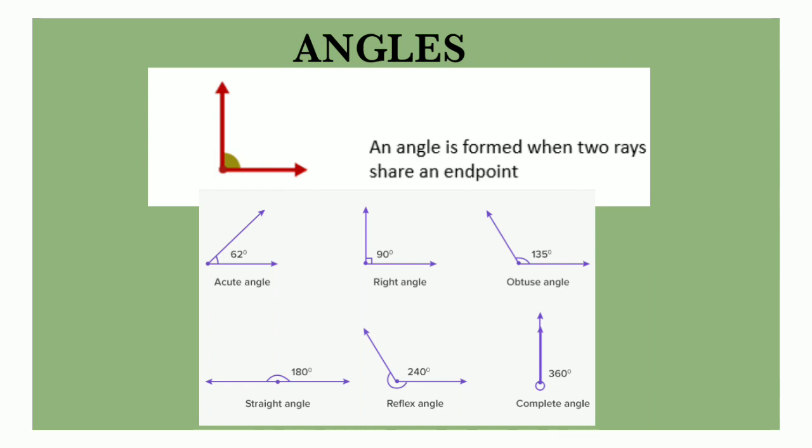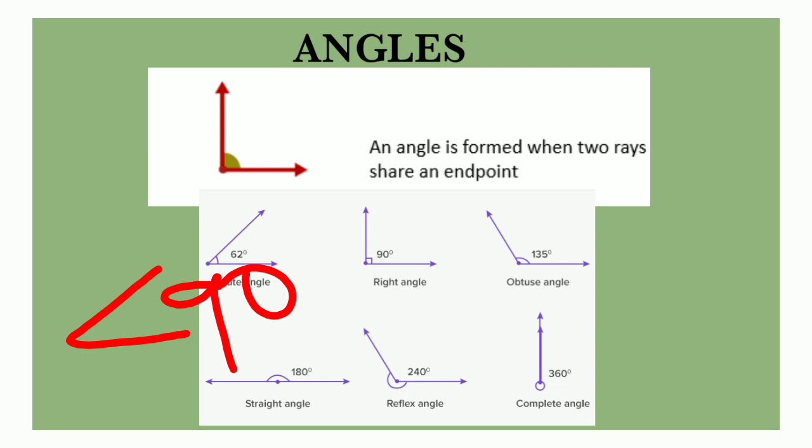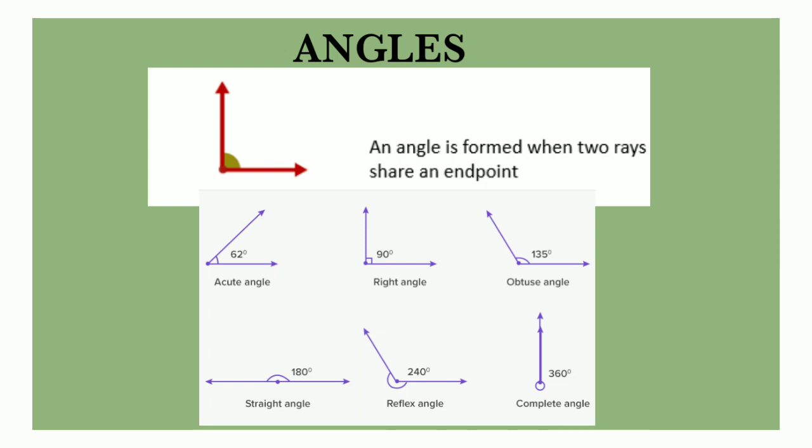So here we have different types of angles. What are they? One is acute angle. What is an acute angle? Below 90 degrees is called an acute angle. Then what is a right angle? A 90-degree angle is called a right angle. Then obtuse angle. What is an obtuse angle? Above 90 degrees is called an obtuse angle. Then what is a straight angle? 180 degrees is called a straight angle. And a reflex angle means between 180 and 360 degrees. The last one is complete angle, that is 360 degrees. So these are some important angles you have learned in earlier classes.